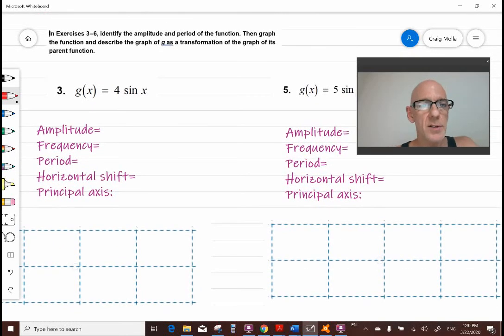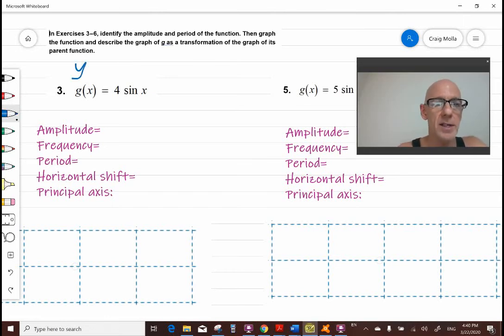In the next group of questions, we're going to do 3, 5, and 6. Identify the amplitude, the period, and so on. Look, I want to find all these things. I want amplitude, frequency, period. I need to see from this function all the things.